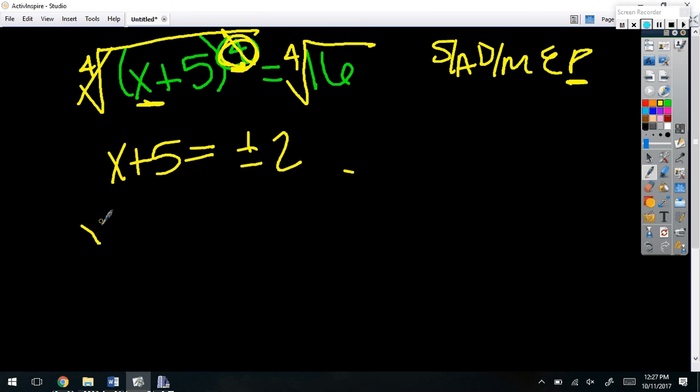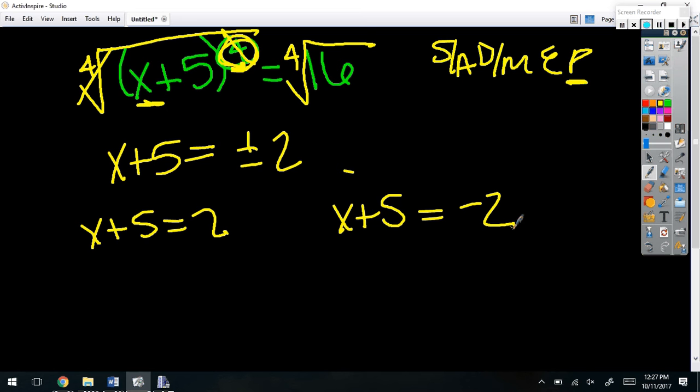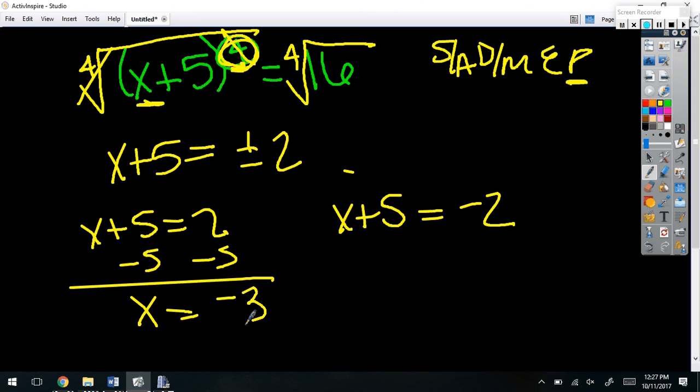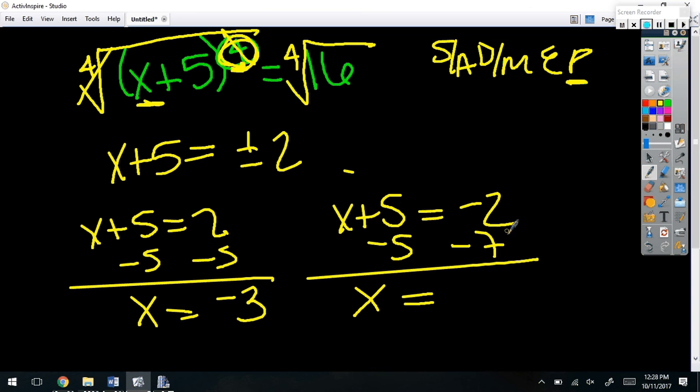So that means that x plus 5 is 2, or x plus 5 is negative 2. Solve for x. Negative 3, or... My hand's getting ahead here. Negative 7. Does that make sense to everybody? Okay. One more thing to talk about then.